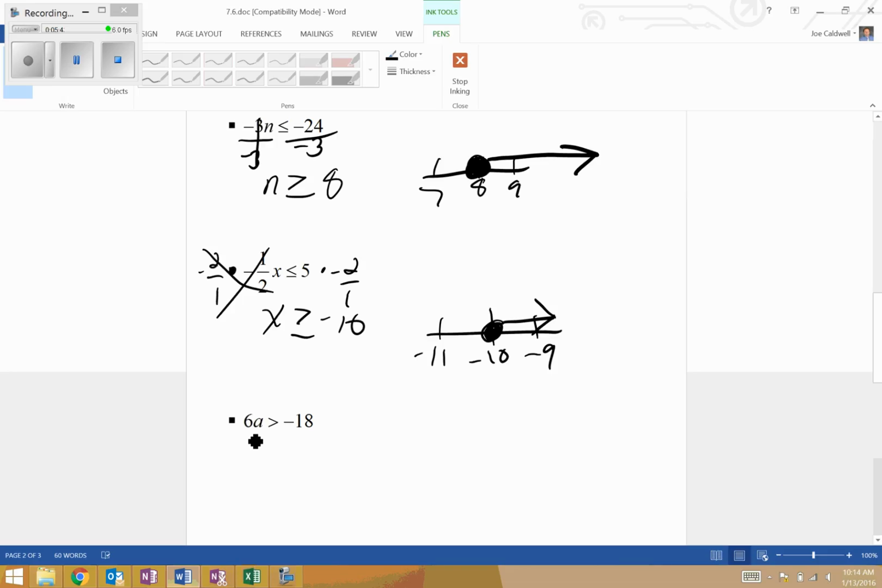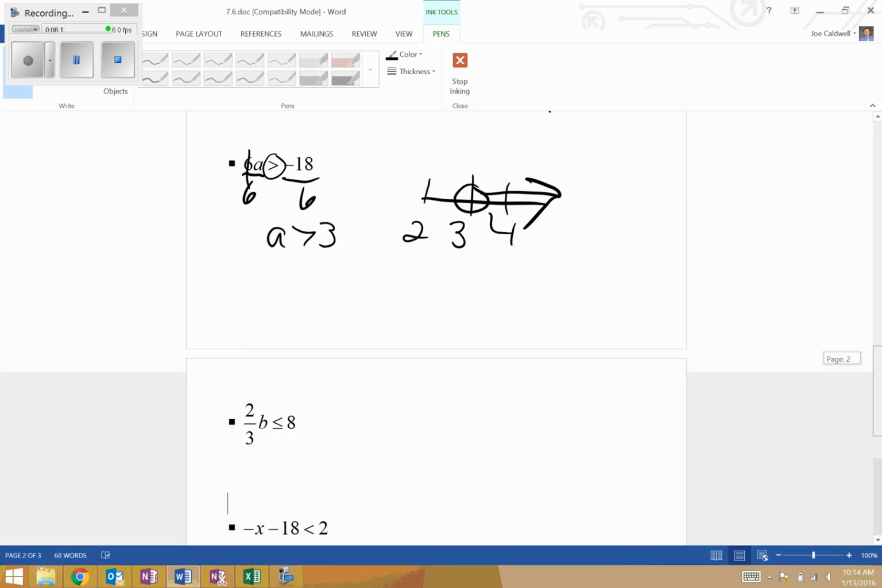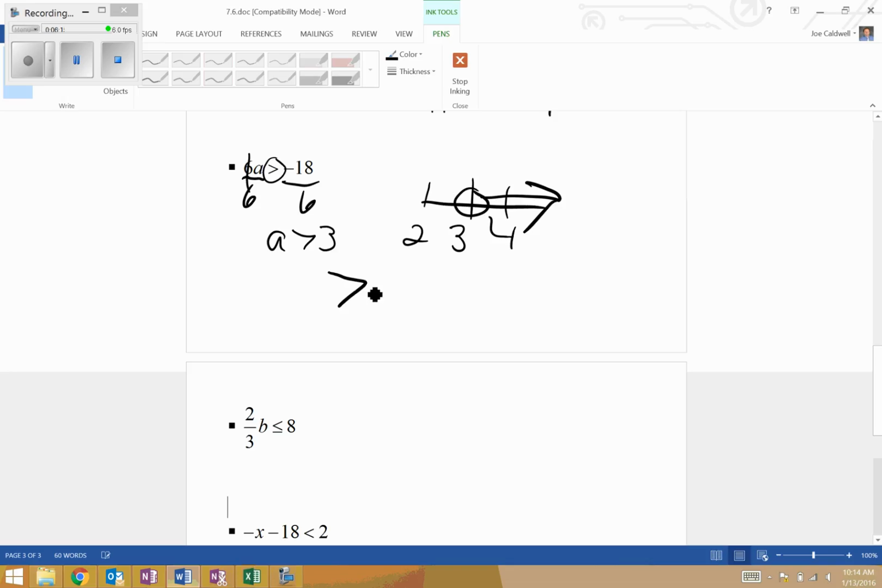Now, I put this one in here because to solve this, we need to divide both sides by 6. Even though negative 18 is negative, we did not divide by a negative number. 6 is positive, so this sign is going to stay the same. And of course, we graph. These are all greater than. Notice how the greater than sign is almost like an arrow pointing that way, right? So that helps you to remember which way the arrow goes, because if it's a less than sign, then the arrow is going to be pointing to the left. So maybe that helps you a little bit.